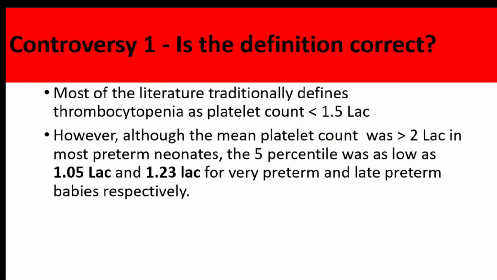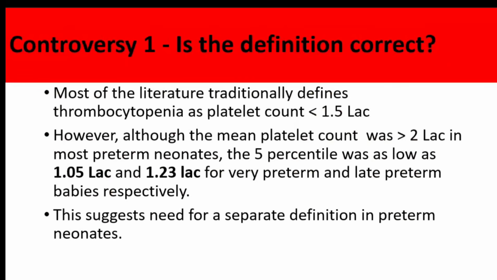If you plot the platelet count of the entire population which was screened, normally the platelet count at birth was 1.05 lakh for premature babies less than 32 weeks. And for bigger babies, that is your late preterm and term babies, the normal platelet count can sometimes be as low as 1.23 lakhs. Okay. So the lower limit of normal in many of these studies has actually been found to be less than the cutoff which we use. So this suggests that we need to have a separate definition for thrombocytopenia for preterms. Unfortunately, we don't have it now. Maybe in the coming few years we may have it.